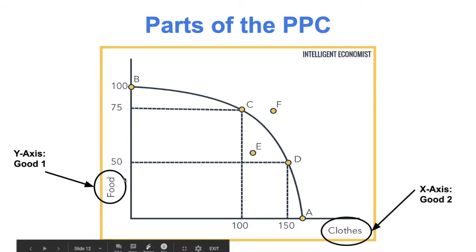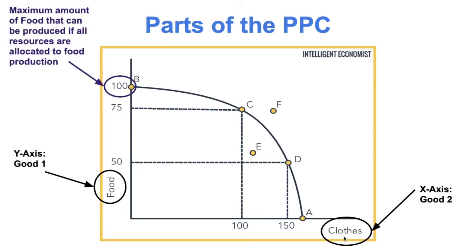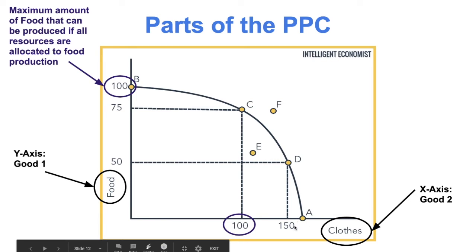We're going to have one product on the y-axis, in this case food. You're going to have a product on the x-axis, in this case clothing. And then we're going to see the maximum amount produced of either good. On this particular graph, we don't see that number actually listed at point A, but most of the time it will be. And then we can see different combinations, different levels of production for either good.